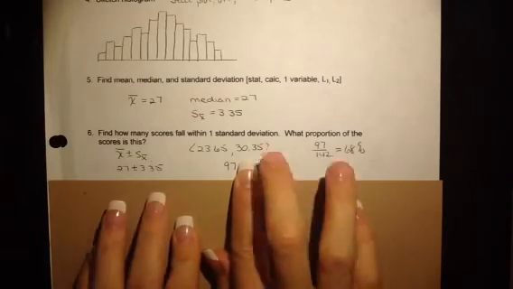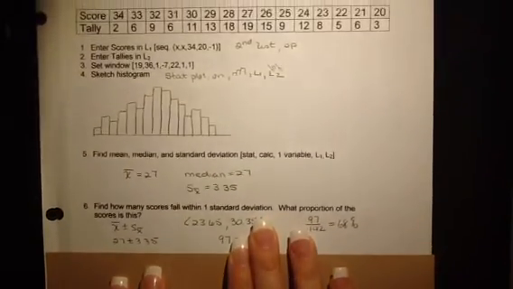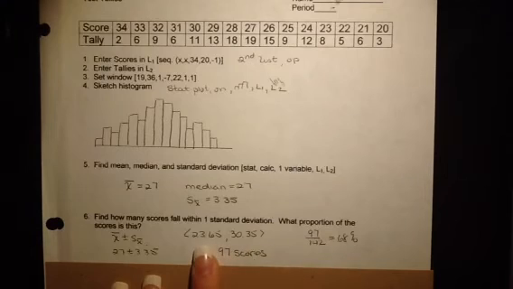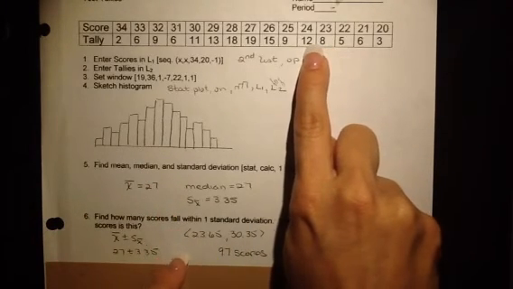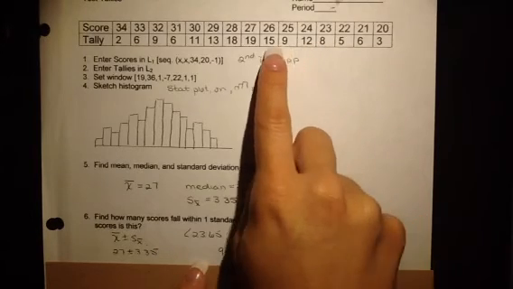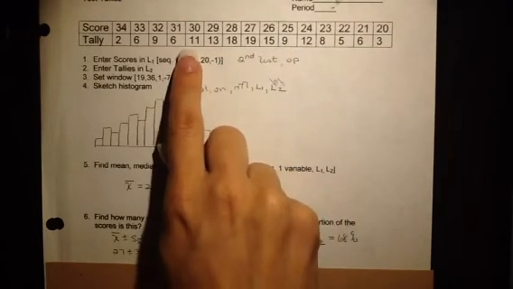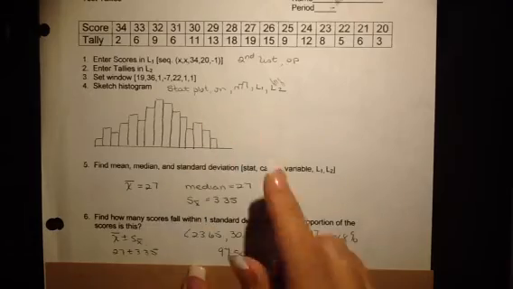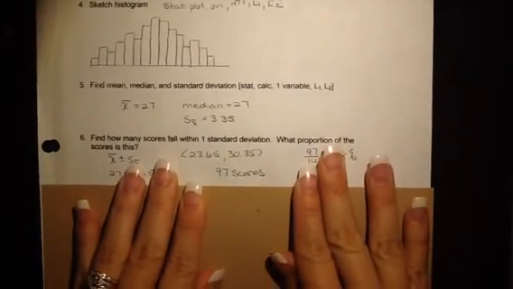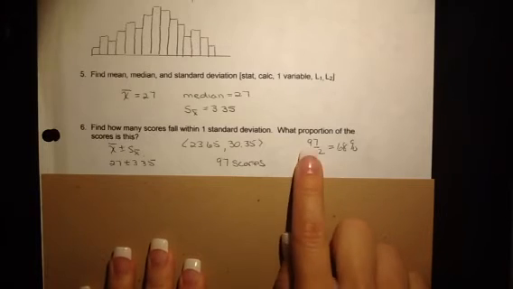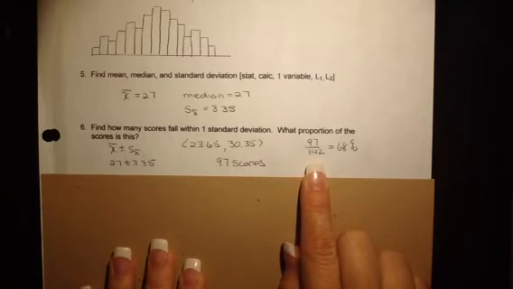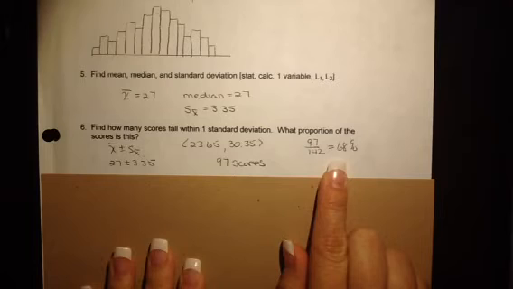If we go back up to our actual data, starting at 23.65, which would be more than 23, we'd start around here, and we would keep counting all the way until we got to 30.35, so we'd be including 30 in that. If we counted how many people were in there, we would find that 97 scores are in that area, which gives us 97 out of the total of 142 scores. So that's 68% of our data within 1 standard deviation of the mean.